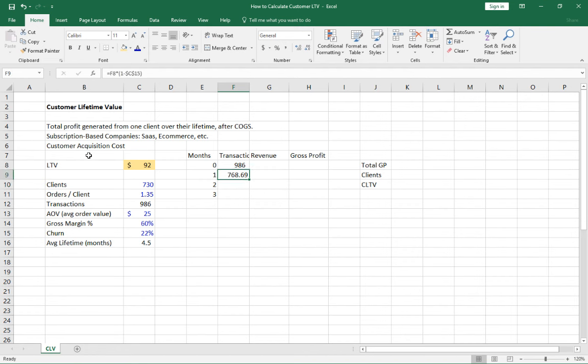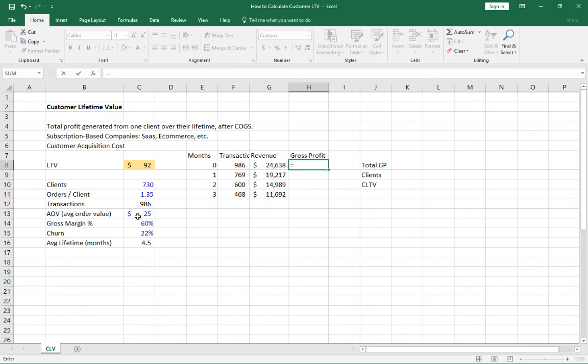So you see in month two, then we really have 769 clients. In month three, just copy the formula. Month four, so we go down. And then here, we have the number of transactions times the average order value. That's really the revenue. So you can copy that down. And what we're trying to do is calculate at the end of the day all of the profit from these 730 clients who had 986 transactions.